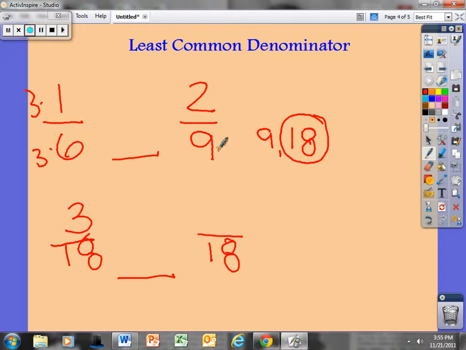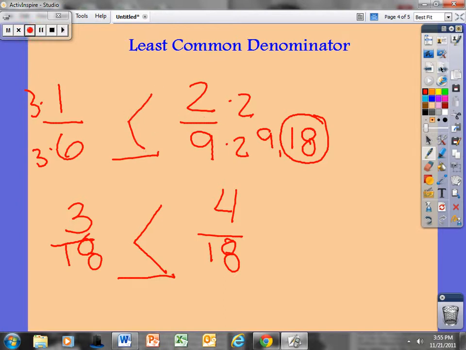1 times 3 is 3. 9 times 2 is 18, so whatever I do to the denominator, I do to the numerator. 2 times 2 is 4. Now I have my common denominators of 18. I have 3 of the 18 here and 4 of the 18 here. 4 is greater, so I would read this as 3/18 is less than 4/18, or going up to my original, 1/6 is less than 2/9.